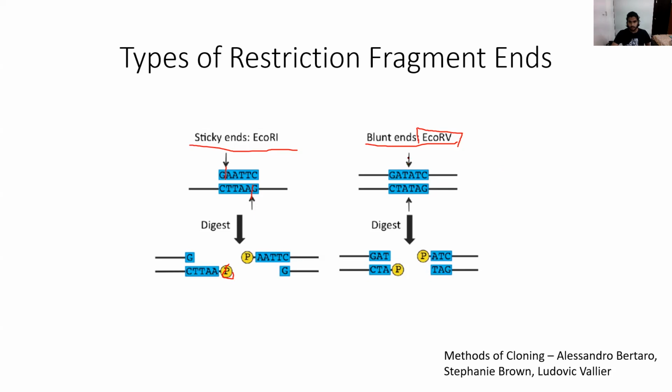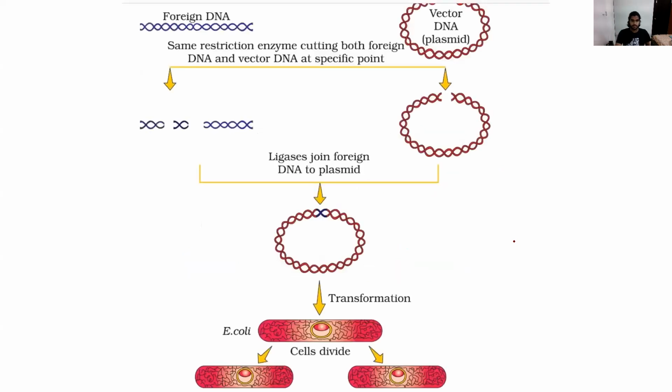This cuts in a more blunt manner, which means wherever you get the site, it cuts between the T and the A, and you get blunt ends. So remember, restriction fragment ends do not always have to be sticky. They can be blunt as well.